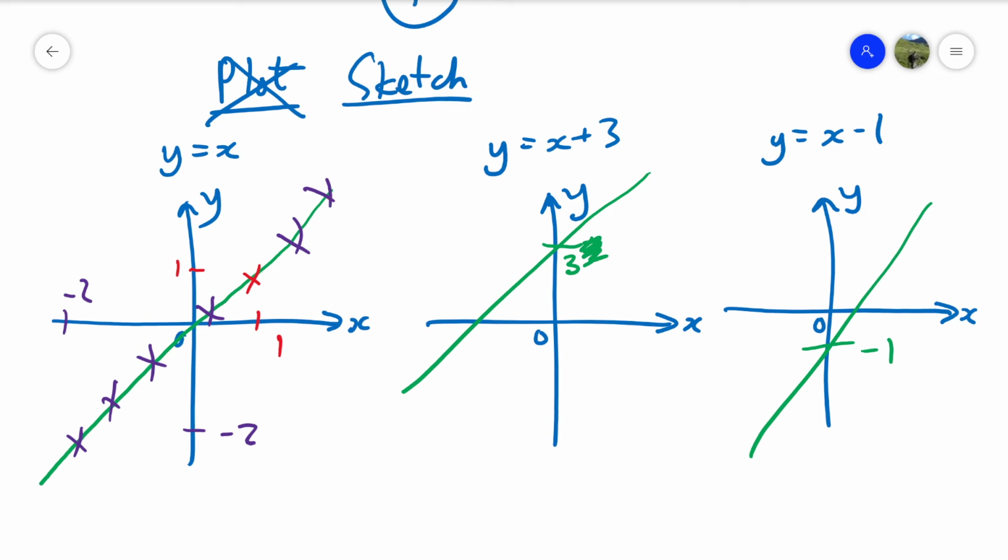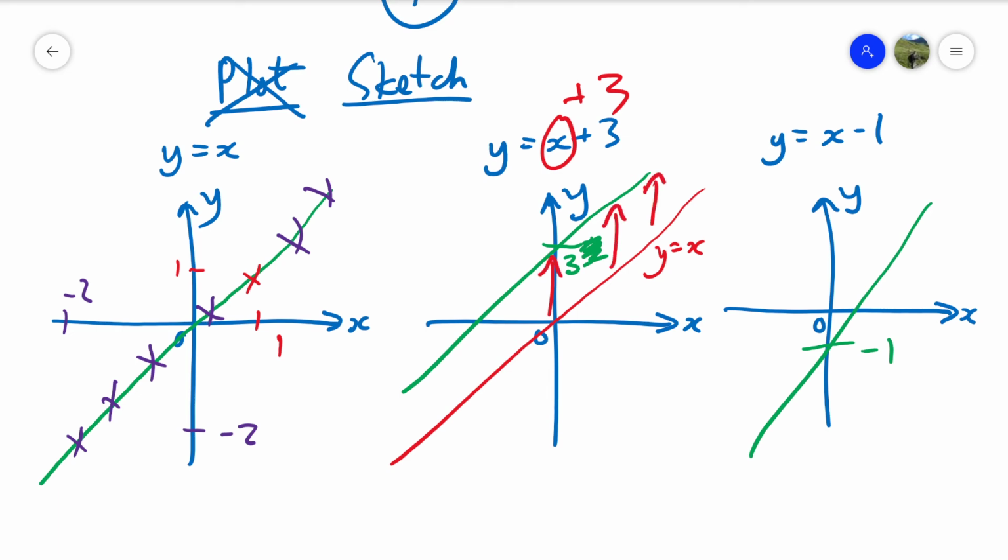Let's just put the original y equals x here. And what does y equals x plus 3 mean? It means that y is equal to x, but then you add 3 to it. So you're simply adding 3, so you increase the y value by 3 everywhere, which essentially lifts the line in the air. And here, it's exactly the same, except you're minusing 1, so you're lowering the line.